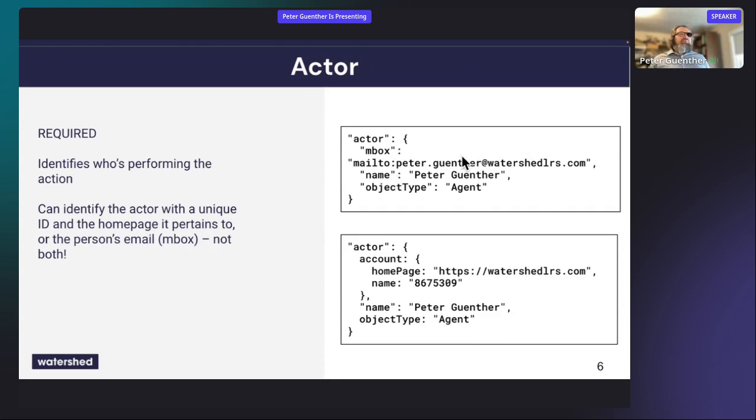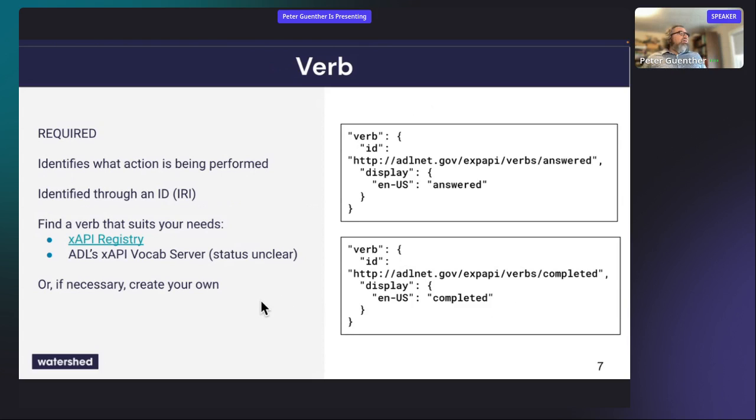So every xAPI statement is going to have a block with an actor. Most of them are going to look like one of these 2. Next, we have the verb. Verb is also one of the required elements. The only thing that is required is the ID. And so here you can see the ID looks like a URL, like a web address. It's in fact an IRI, an internationalized, it can have non-English characters, resource identifier. But those tend to look like web addresses as a nice hierarchical way to say who's in charge.